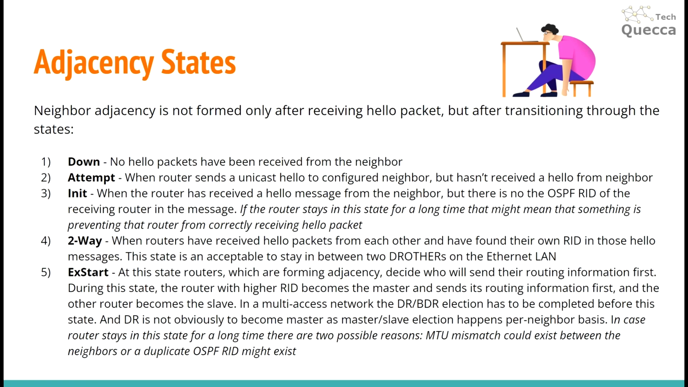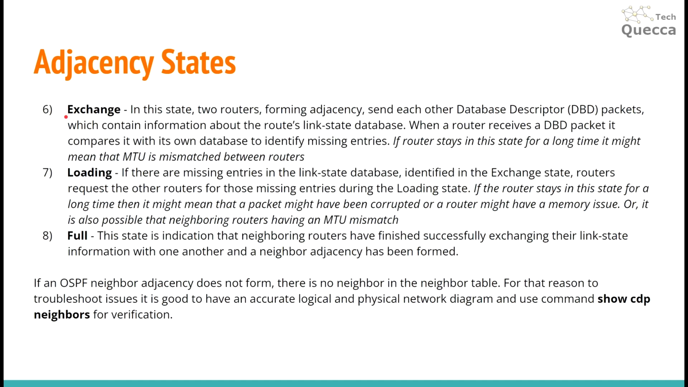In case a router stays in this state for a long time, there are two possible reasons. First one, an MTU mismatch could exist between the neighbors. And the second one, a duplicate OSPF router ID might exist. Next state is exchange state.